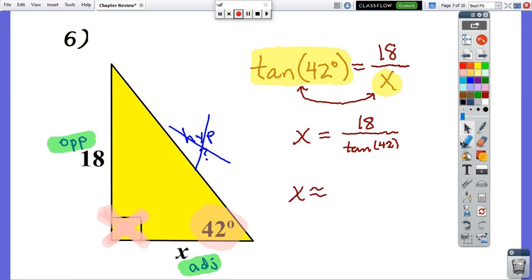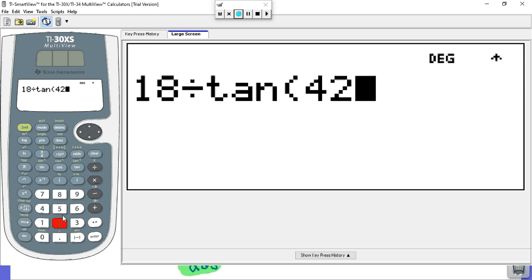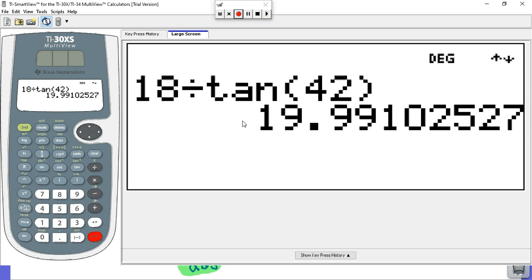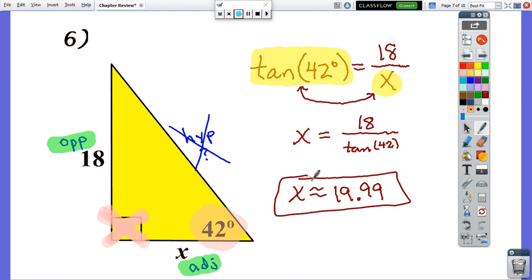So let me bring up my fancy calculator. There it is. What do we have? We had 18 divided by tangent 42. And we get 19.99 to 2 decimal places. So the x side down there is almost 20. So again, if what we wanted to solve for is down in the denominator, then the quick algebraic move was just to flip-flop it with whatever the sine, cosine, tangent, and the angle were. Just trade places there. And then you'll end up dividing in your calculator.